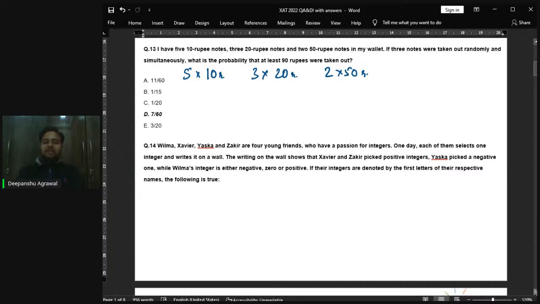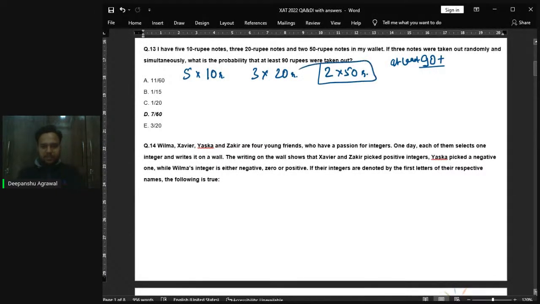It says if three notes were taken out randomly and simultaneously, what is the probability that at least 90 rupees are taken out? So we have to make money more than 90, right? 90 or more than 90. At least 90 should be there. I can write here also. At least we should get the sum as 90. All right. So what are the various ways?